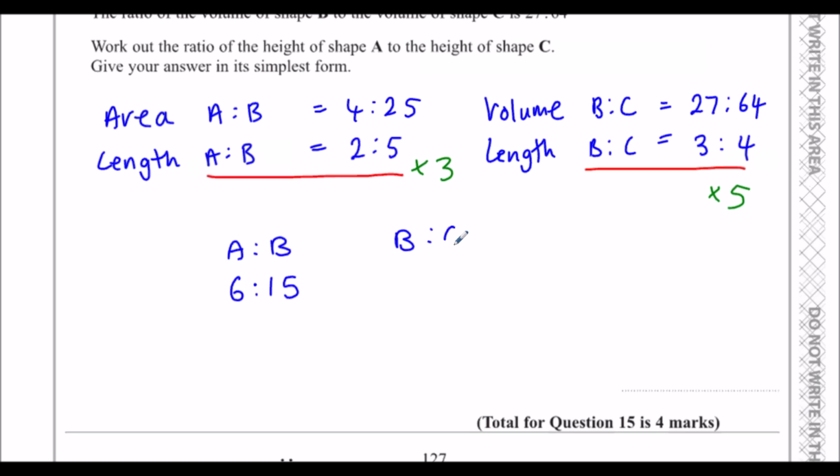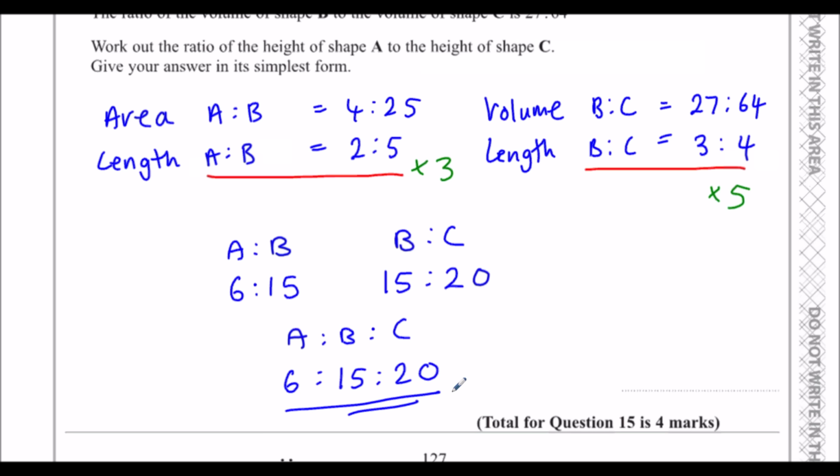And for B to C, 15 to 20. So that means we can put the two ratios together. Now we've made the B's the same. So the ratio of A to B to C is 6 to 15 to 20. What was the question? Work out the ratio of A to C. So A to C, so we don't need B. A to C is 6 to 20, and simplified 3 to 10.